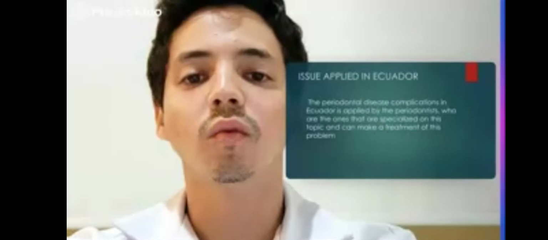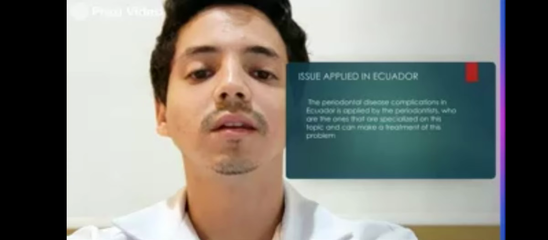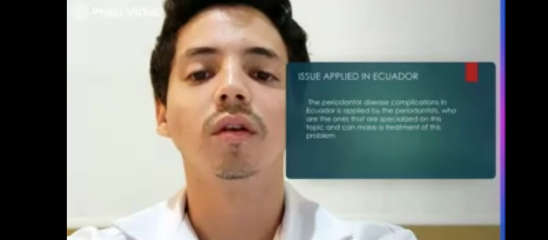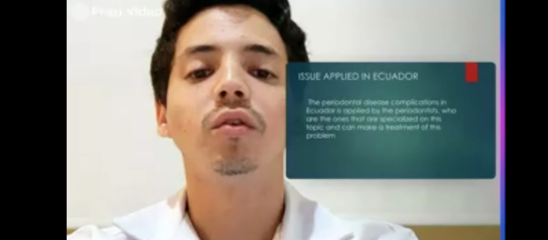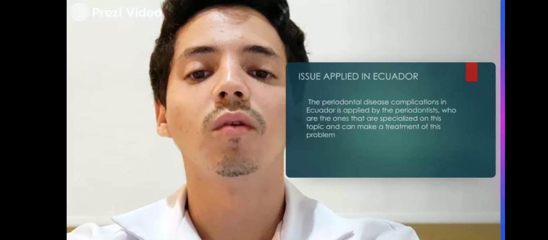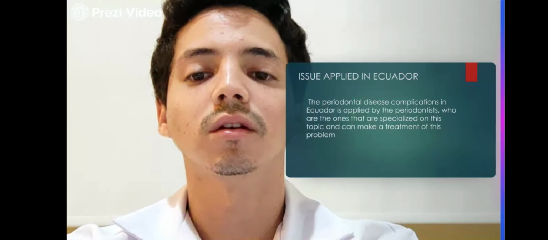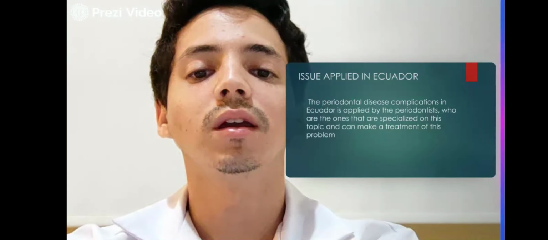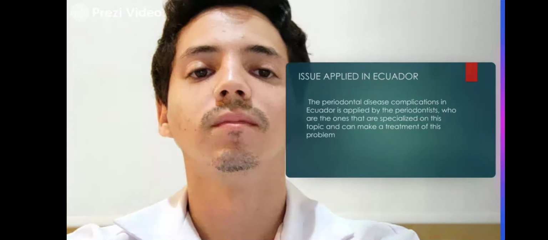Issue applied in Ecuador. Periodontal disease complications in Ecuador are treated by periodontists, who are specialized on this topic and can treat this problem.